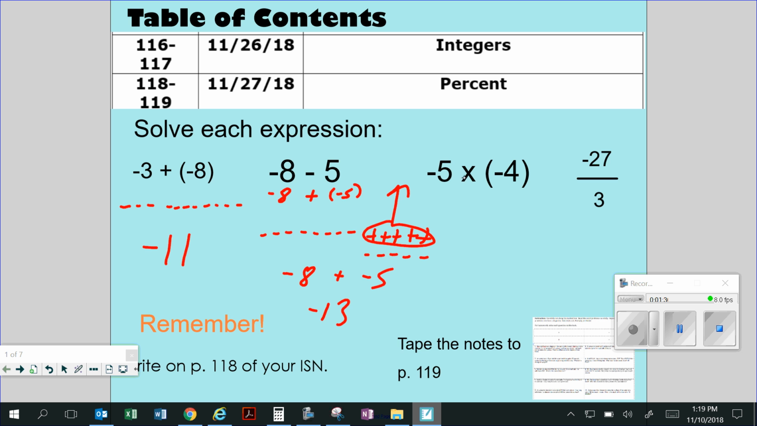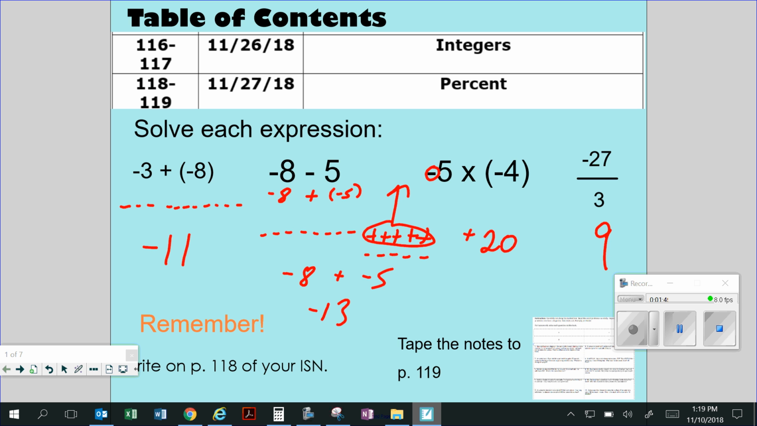Next one. This is multiplication. What's 5 times 4? 20. Do you see this negative here? We learned this when we learned absolute value. It means the opposite. Opposite of a negative is a positive. And then last but not least, 27 divided by 3 is 9.